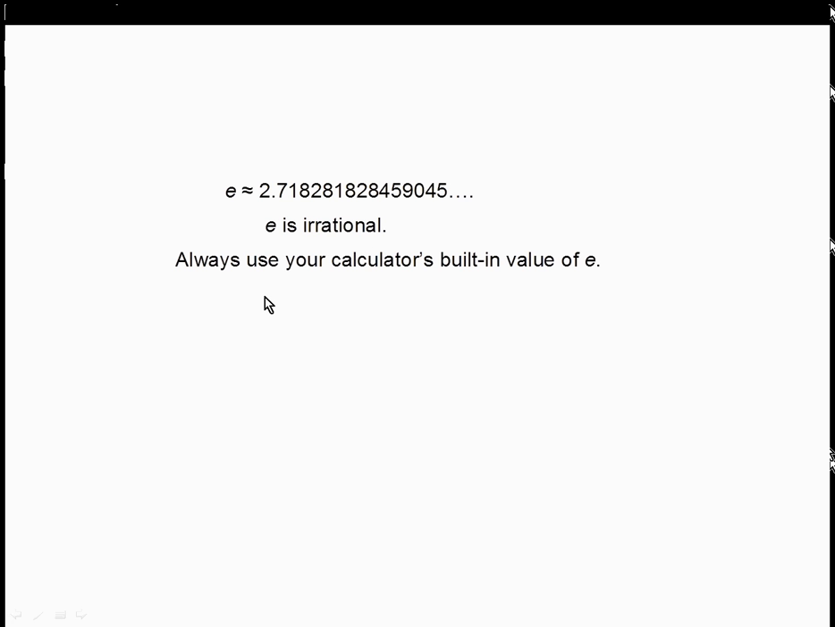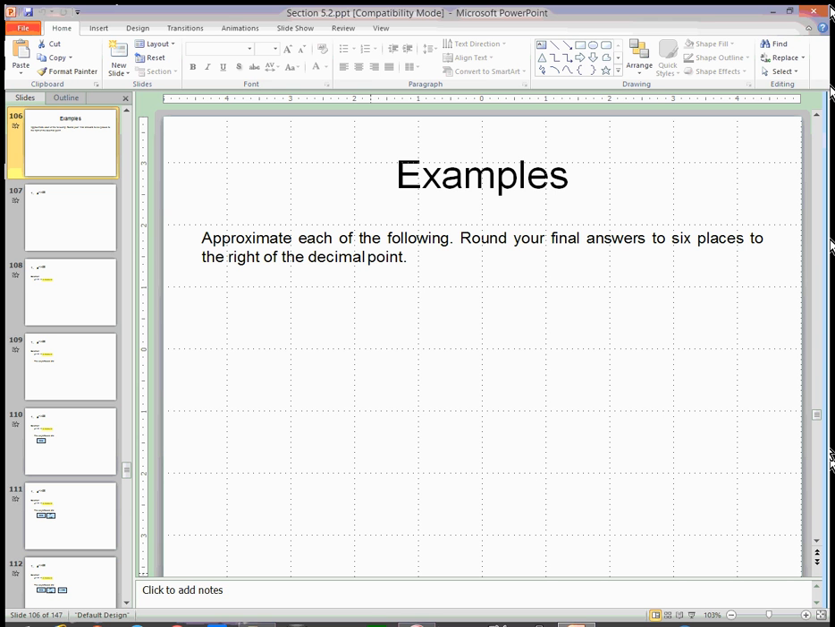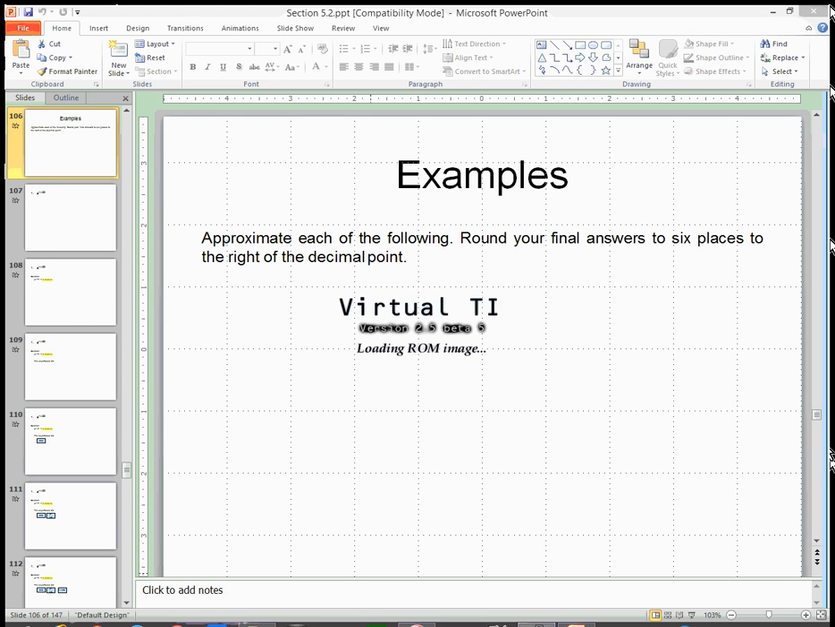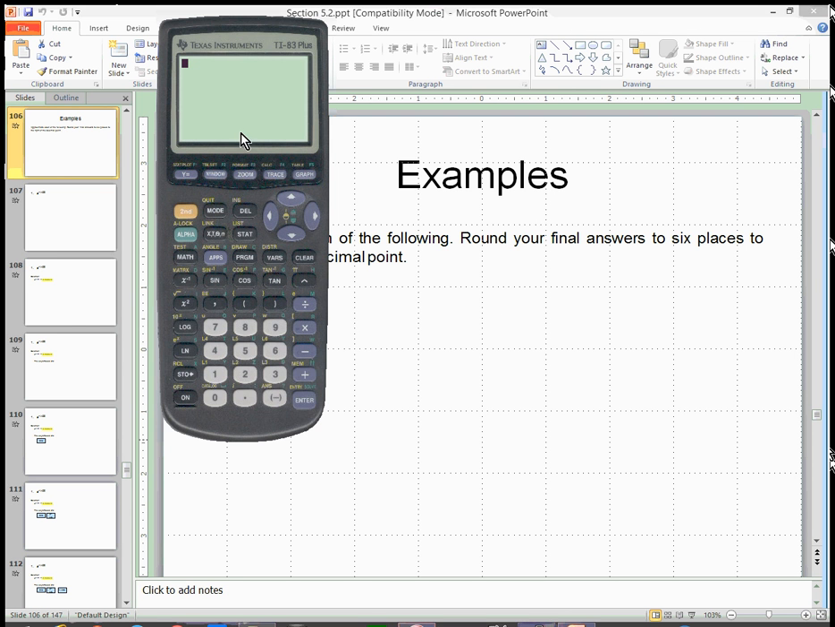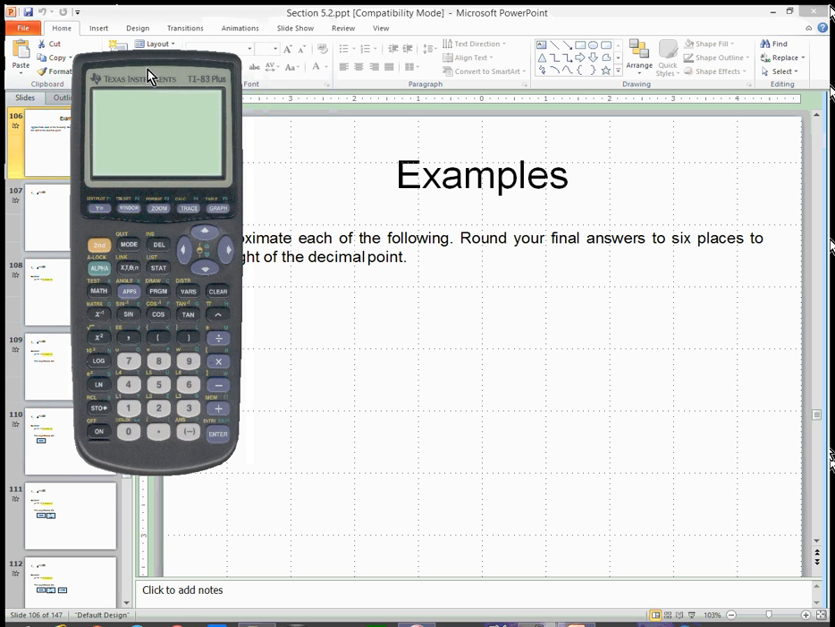Always use that e to the x key, which is actually the second of the ln key. So approximate the following. Round your final answer to the 6th place to the right of the decimal point. Since we're going to need our calculator, let's go ahead and take it out. Our float we should set to 6. So mode, float on over to 6, press enter, and then quit.